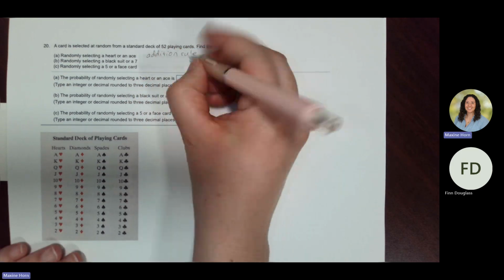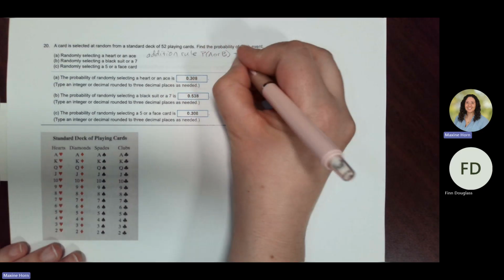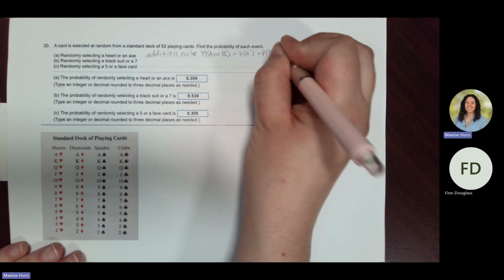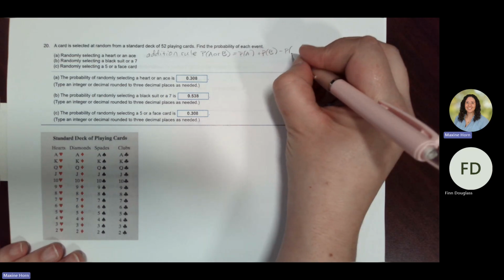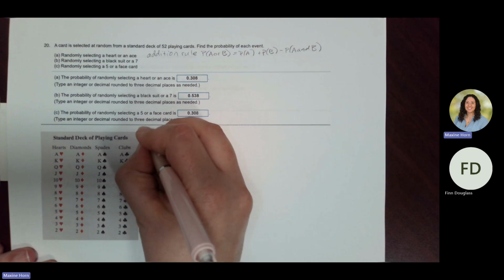If I write it enough times, you'll have it memorized, right? Probability of A plus the probability of B minus the probability of both A and B, or the overlap of A and B. Okay, so let's start with A.